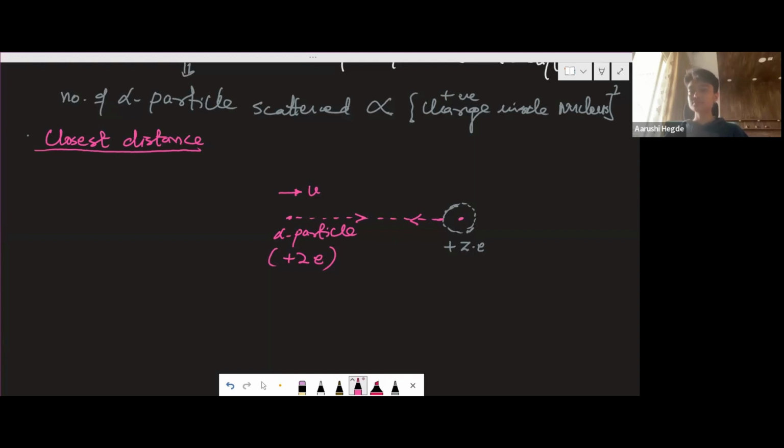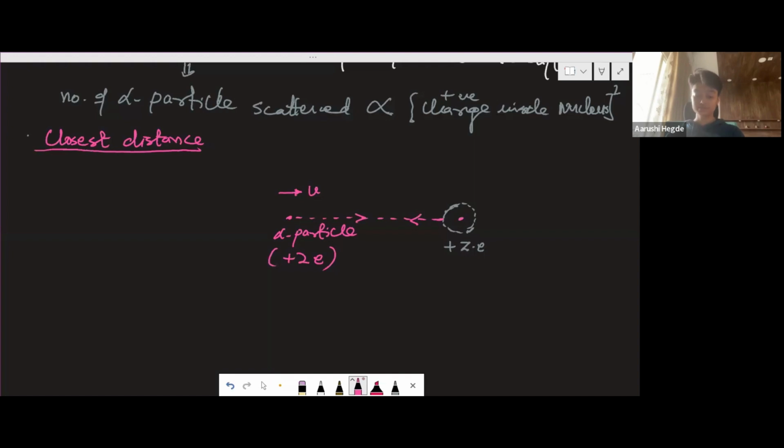This pink one is the path for the alpha particle. Once it is going close, close, close to the nucleus, the nucleus is having all positive charge. So all the time it is repelling it, right? So it will be slowed down, slowed down, slowed down, and it has to stop somewhere. Yes or no?